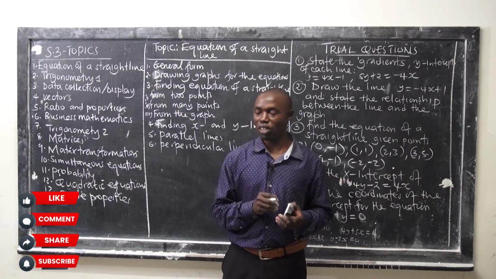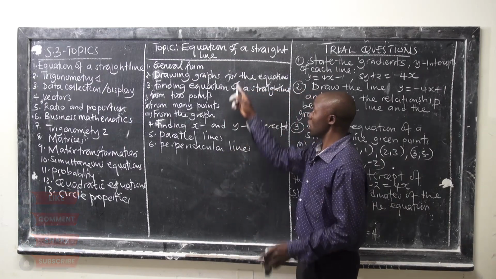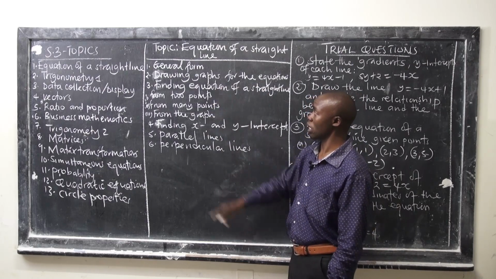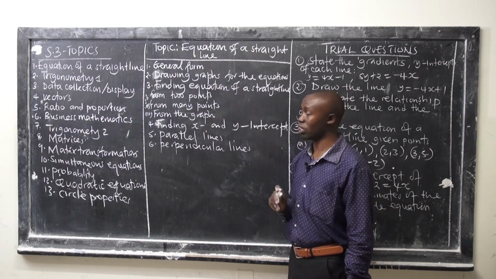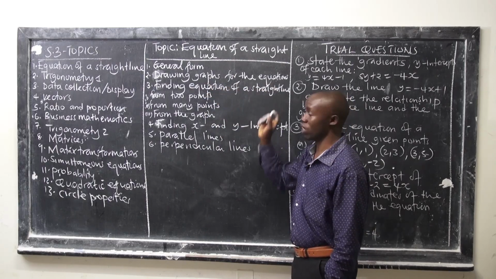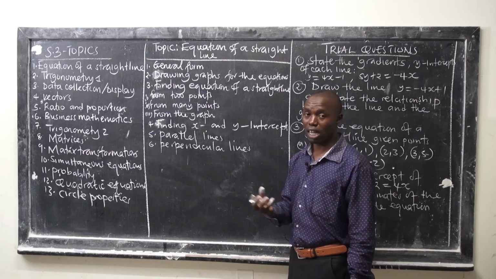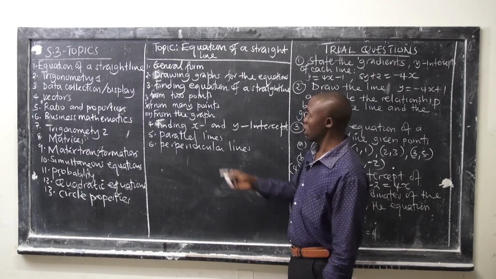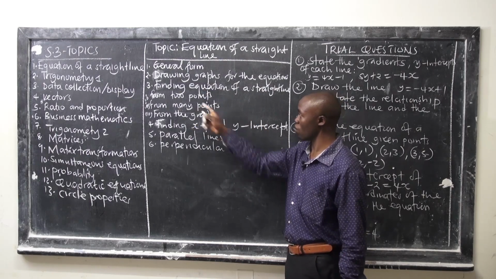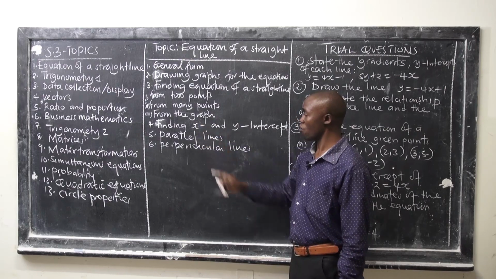Now let's dive into the first topic here. The first topic is equation of a straight line, and under it we are going to look at the following: the general form of the equation of a straight line. Then we're also going to draw graphs for the equation of a straight line, then look at the relationship between the line and the drawn graph. Then we're also going to look at finding the equation of a straight line from two given points, from a number of points, from the graph.